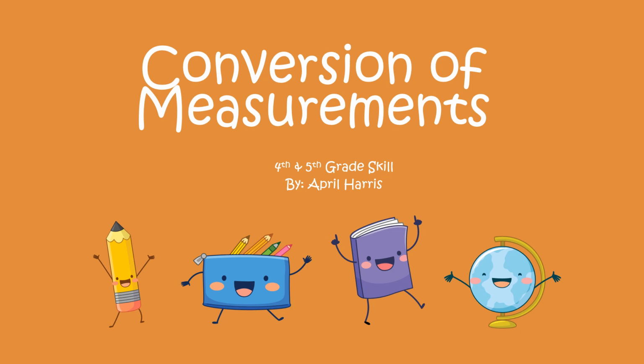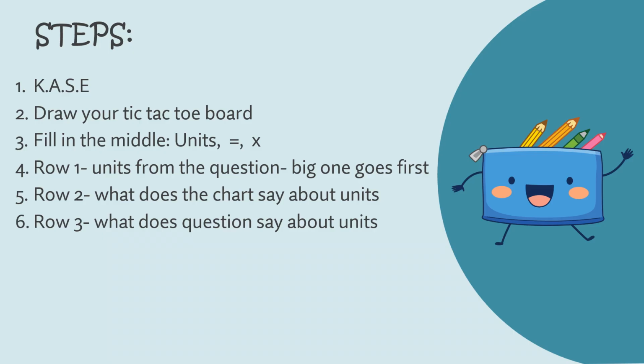Hello, this is Ms. Harris here to talk to you about conversions of measurement. This is a fourth grade and fifth grade skill. So, before we get into it, our steps are number one, anytime you read a word problem, you need to do your CASE steps. That's for solving word problems. You're looking for your keywords, the question that was asked, what strategy are you going to solve with, and evaluate. I'm ready to work it out.